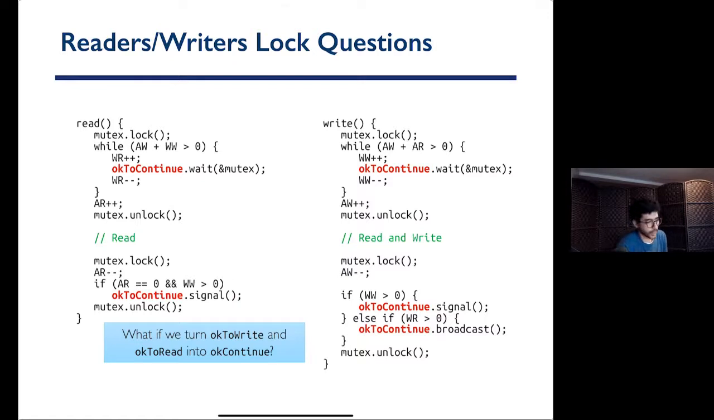Now it's another question. Right now I have two different condition variables for readers and writers. Readers wait on the OK to read condition variable, and writers wait on OK to write. So I have two. What if I just change it to one? What if I have just one condition variable that says OK to continue? Would that make my implementation incorrect? Maybe I give you a little bit of time to think before I answer.